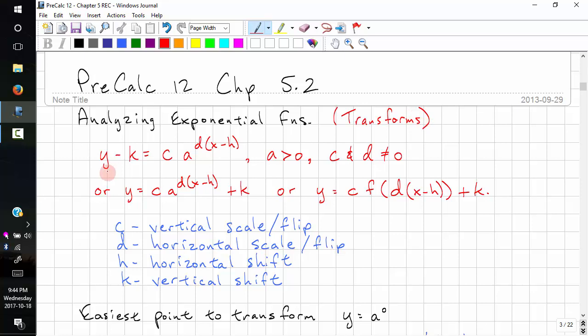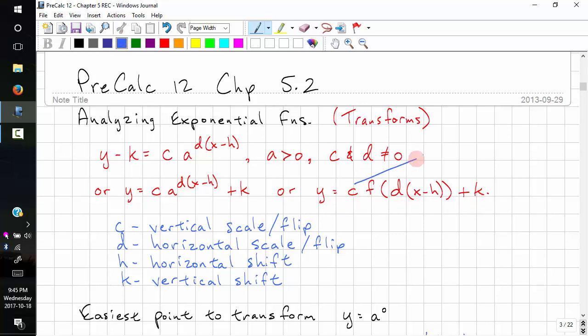Okay, so we have y minus k equals c times a to the power of d times (x minus h) in brackets, or we can look at it in this form, y equals c times a to the power of d times (x minus h) plus k. And if we were looking at the function format, we would be looking at almost the identical thing. We're just changing the variables a bit.